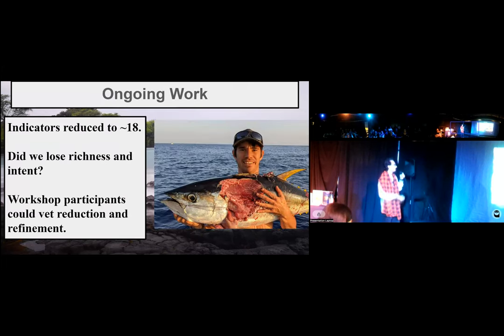Ongoing work: indicators are cut down to about 18 now. So we've got to bring the question forward. Did we lose the richness and the intent by doing that? Did we get this ahi that we promised the community, and a shark came and, bang, now we've got this kind of... it's still ahi.